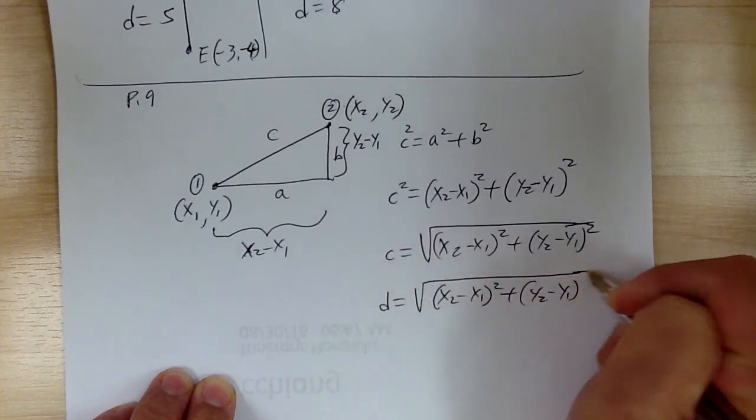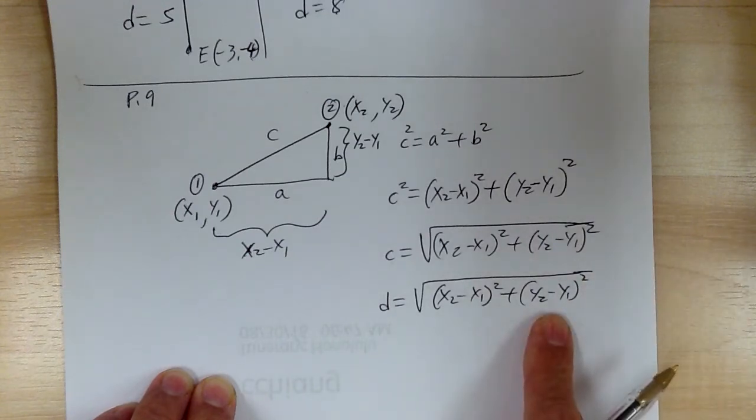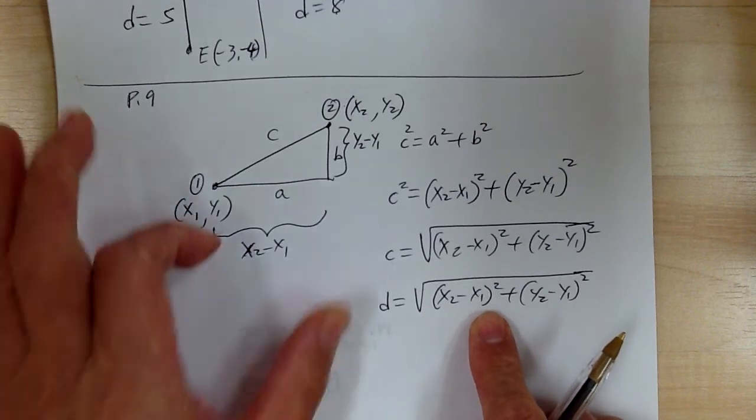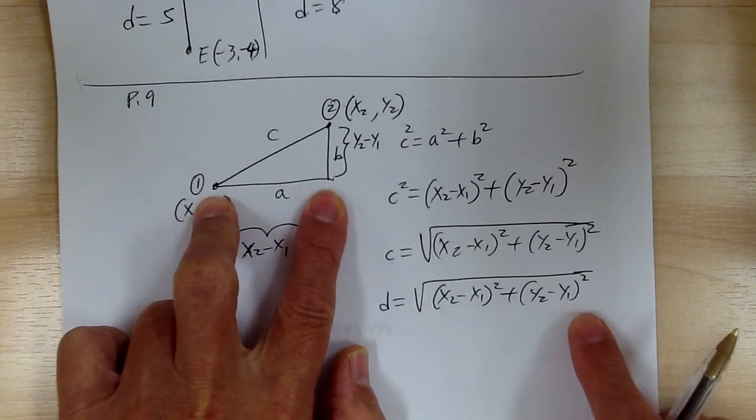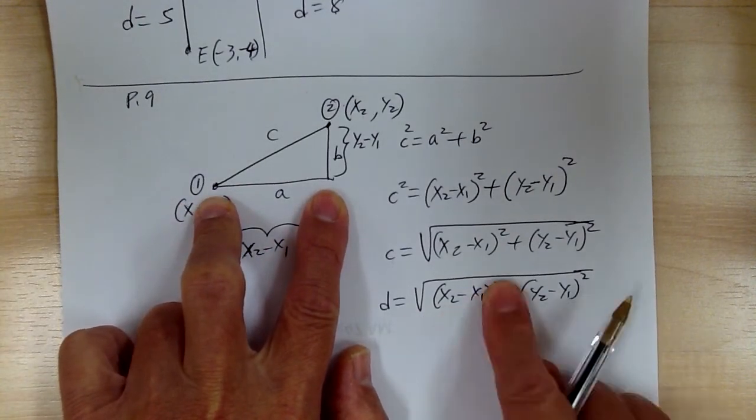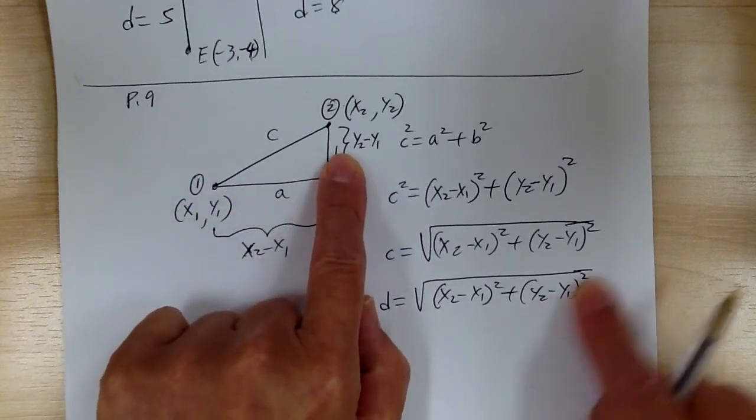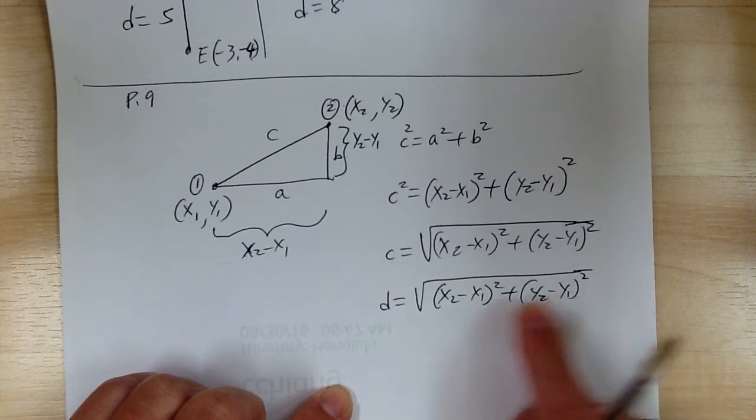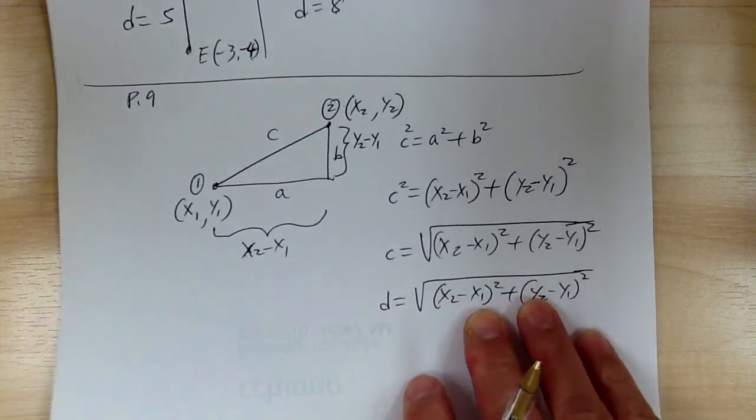So this is the Pythagorean theorem using the coordinates. Again, all you do is x2 minus x1. You figure out this distance over here, so this is a squared, right? And this is b, so that's b squared. So a squared plus b squared, and you take the square root, right? That's how you get the hypotenuse.